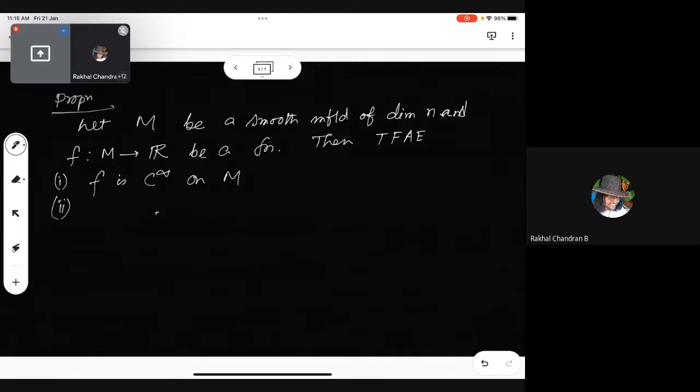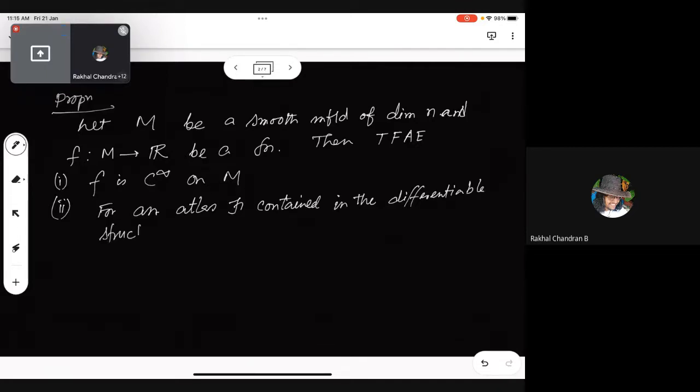Second thing is, for an atlas F contained in the differentiable structure such that f composed with phi inverse is C infinity for every chart (U, phi) in F.